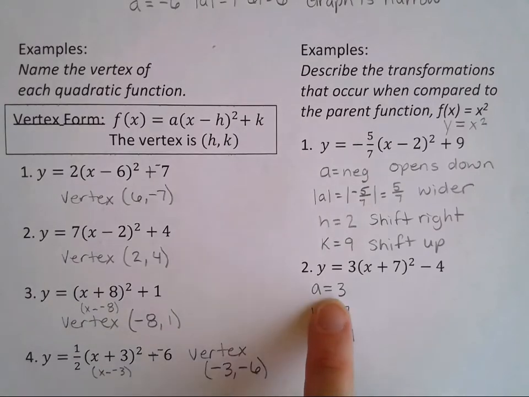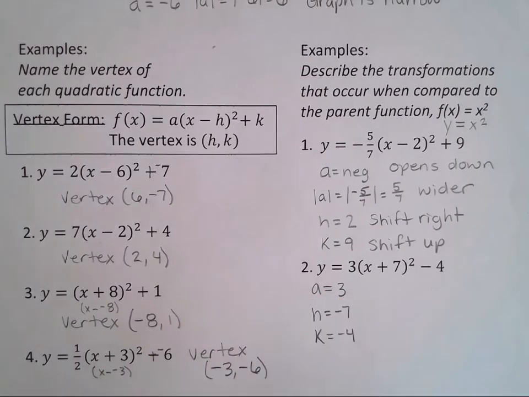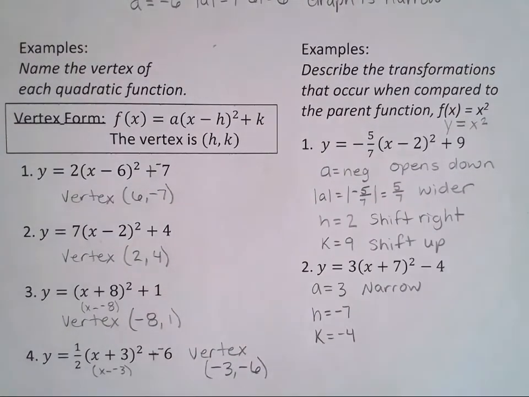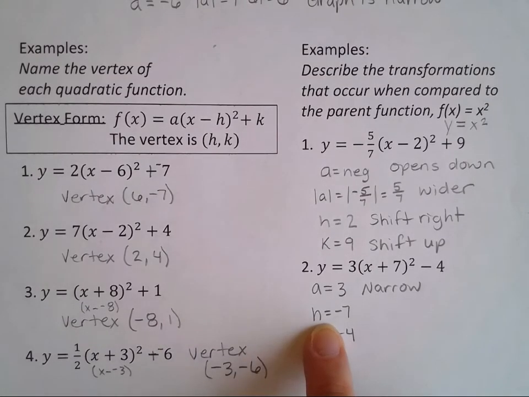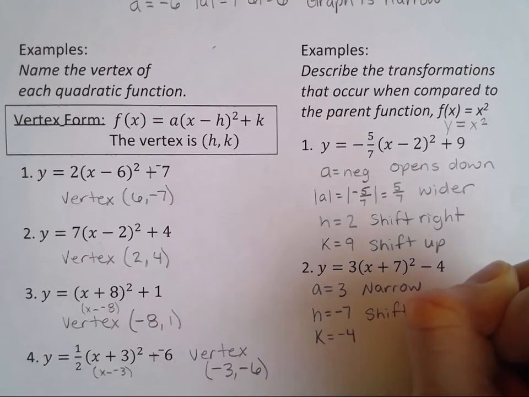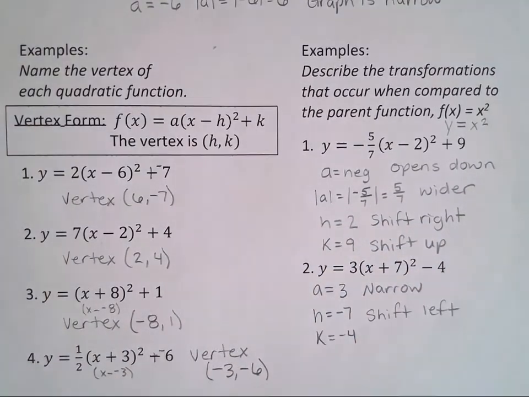Because the a is greater than 1, it makes the graph narrow. The h causes a horizontal shift. H for horizontal. Because it is negative, it will shift in the direction on the horizontal axis to the left. And finally, the k is a negative 4. This will cause the graph to shift down.